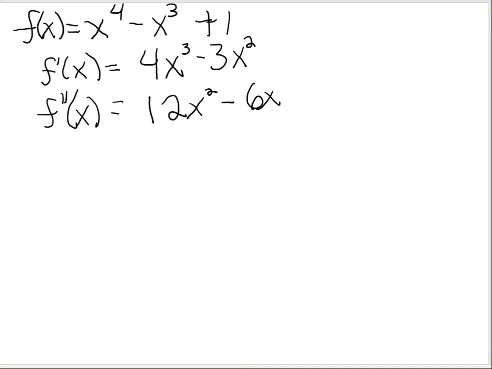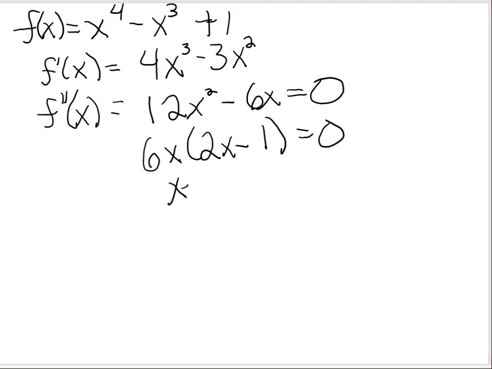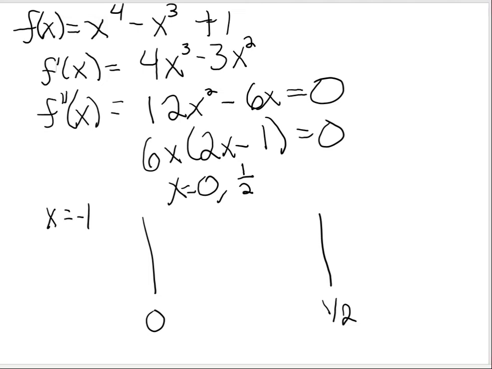Now, this is a polynomial. It is defined everywhere. So to find the possible inflection points, we set this equal to 0 and solve. You pull out 6x, you get 2x minus 1 equals 0. So x is either 0 or 1/2. Now we're going to set up a system similar to the one we had with the first derivative test, for the concavity test. And we're going to test points again. So we can test -1, -1/4, and 1.